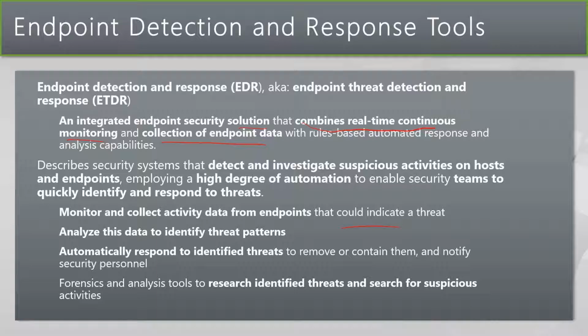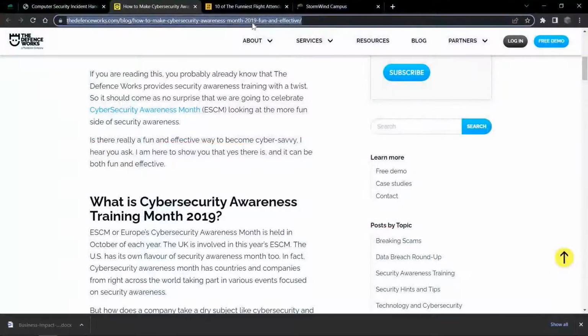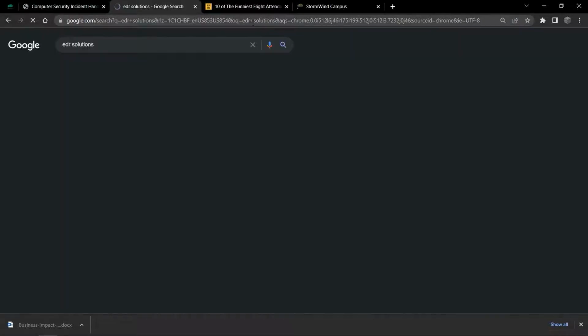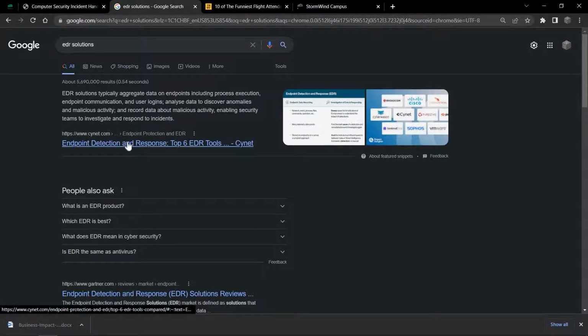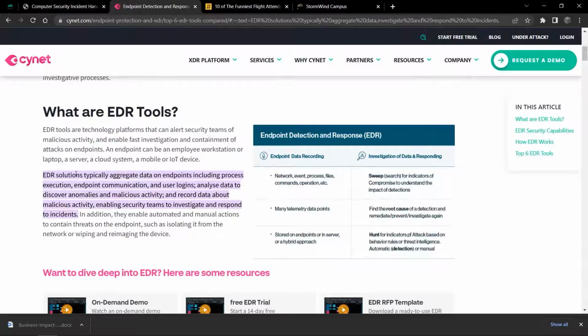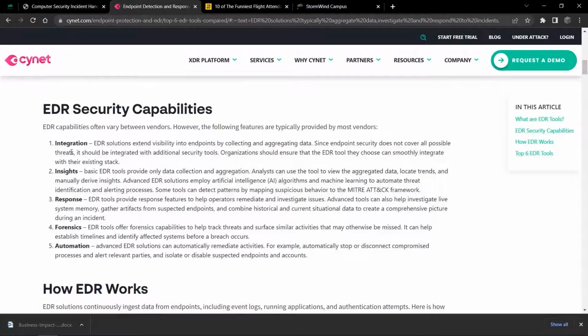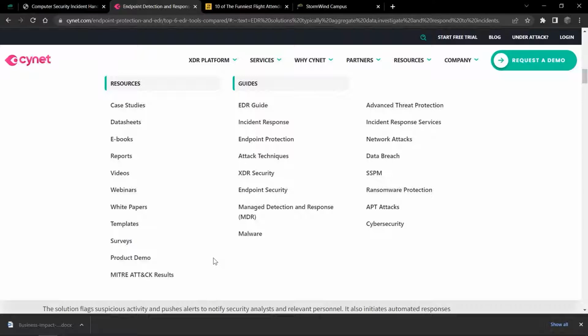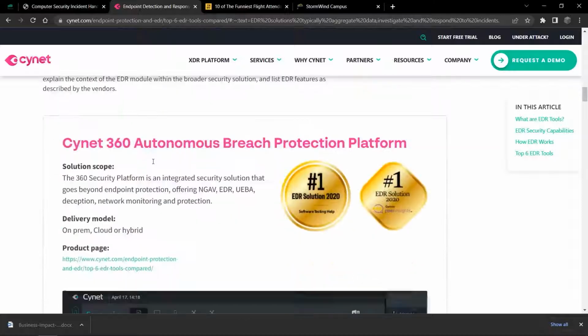If you go back, you can actually see some of the new EDR solutions out there. Here's some of the top 6 EDR tools in 2026, and you're starting to see them coming out right now. You can see their integration, insight, and how EDR works. I had Matt put the link in for you. EDR solutions ingest data from the endpoints, including event logs and running apps. So basically you've taken almost like the SIEM and drilled it all the way down to the endpoint.